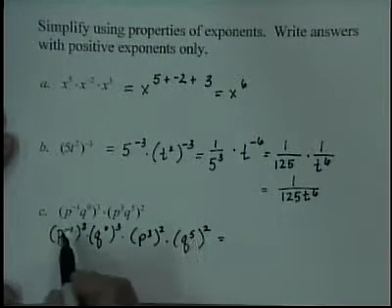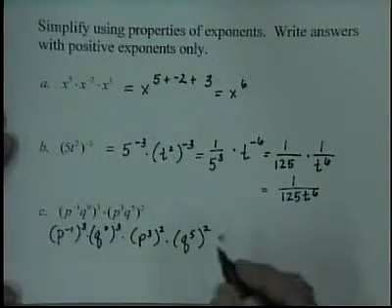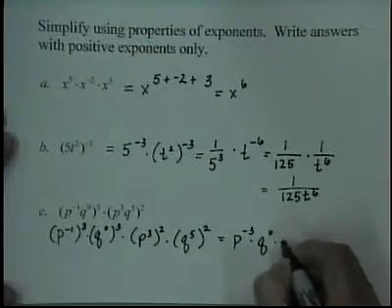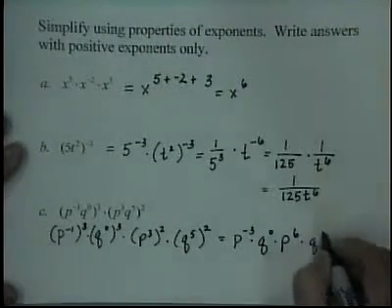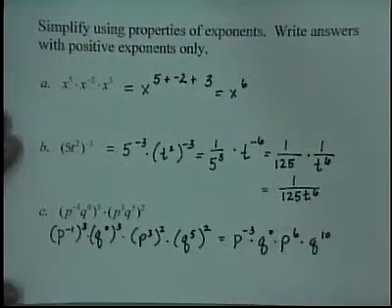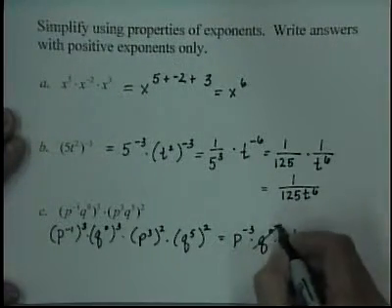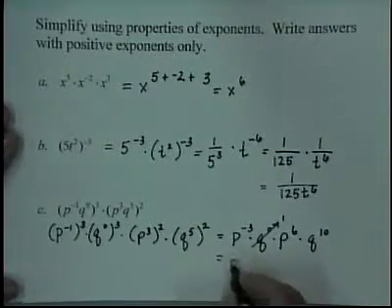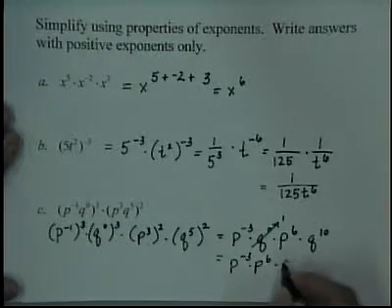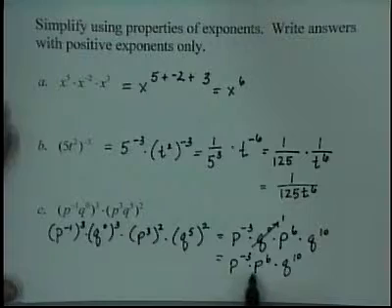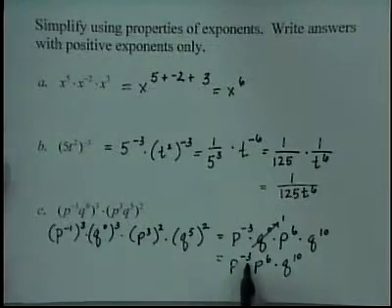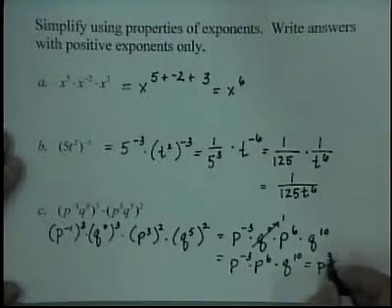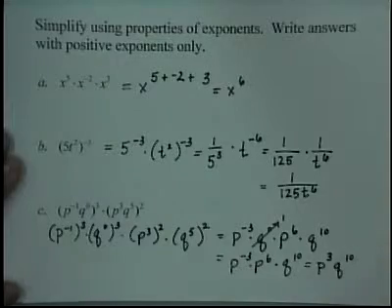Now, simplifying further, each time I have a power to a power, I multiply the powers. So I have p to the negative 3 times q to the 0 times p to the 6th times q to the 10th. Now, q to the 0 I know is 1, so I'm going to simplify that to 1, and that will leave me with p to the negative 3 times p to the 6th times q to the 10th. The final step is to multiply p to the negative 3 times p to the 6th by adding the exponents. Negative 3 plus 6 is 3, so this becomes p to the 3rd, q to the 10th.